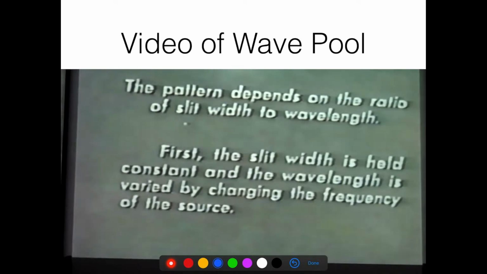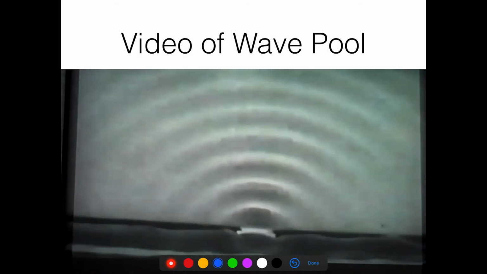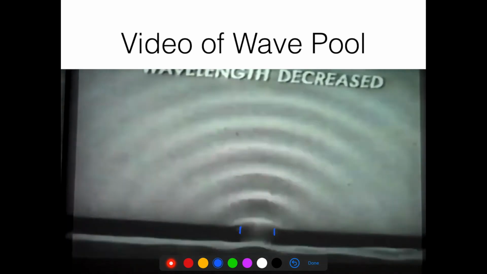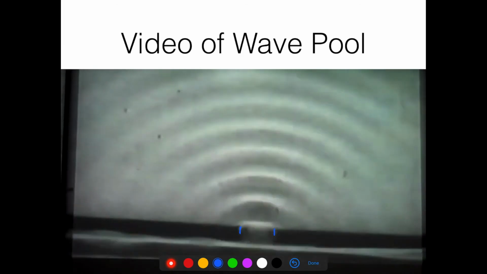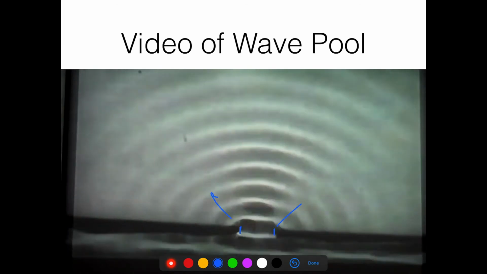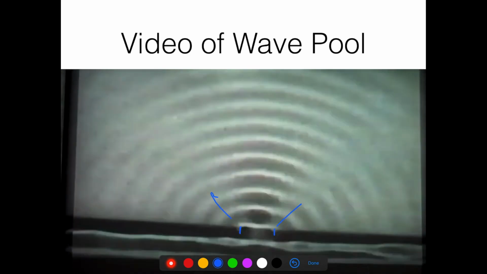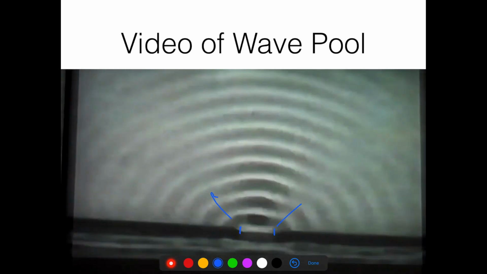Okay? Now, we're going to go ahead and look at something slightly different here. So you can see the spacing right here. Okay? And look at how much it's spread out. Right? It's kind of, you can see how much the wave is spreading out. So now we're decreasing the wavelength, right? So the wavelength is getting shorter.